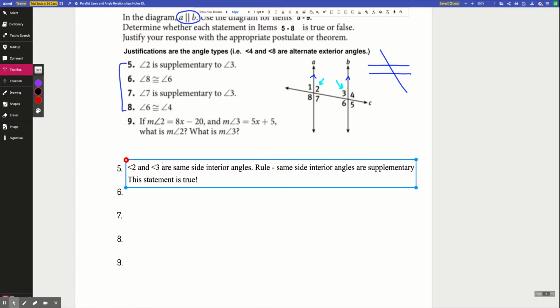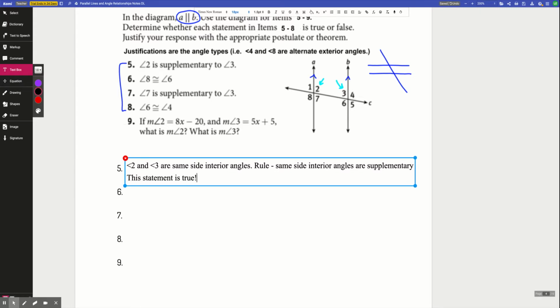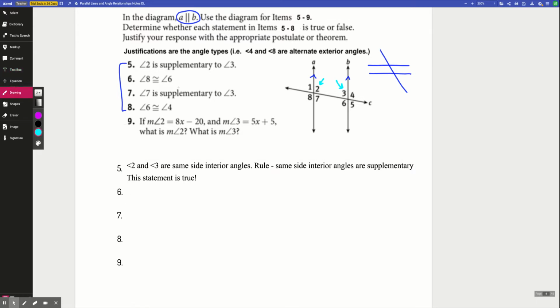You don't have to write everything out the same way that I did. You can do a lot of this thought process in your head: figuring out what the angle relationship is, then what the rule is, and then whether it's true or false. So I'm going to do one more. I'm going to do number 6 for you and show you how you would write this in simpler terms. It says angle 8 is congruent to angle 6.